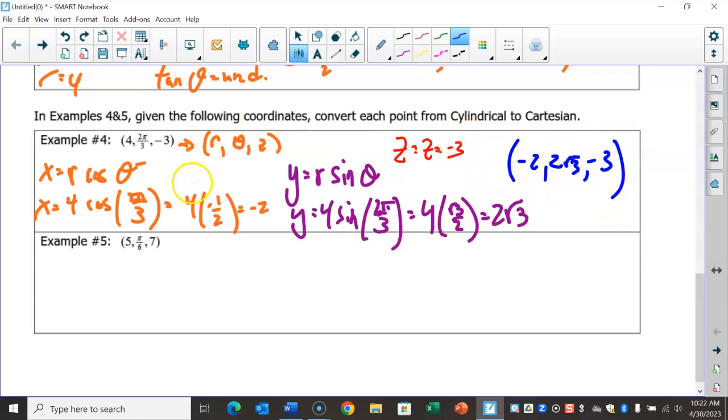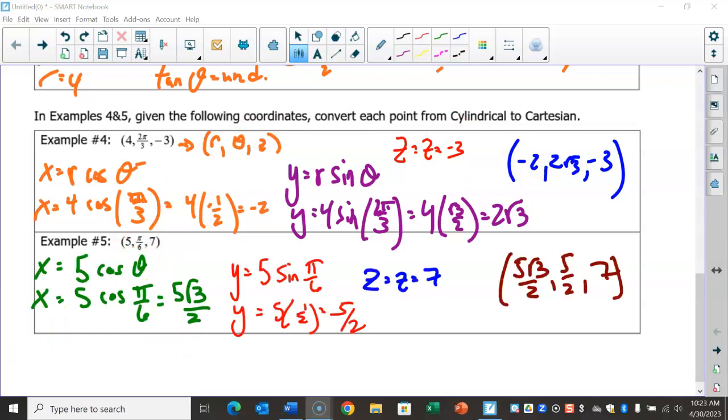So again, I'm going to ask you guys if you want to pause it and see if you can try this problem right here, and then we'll come back and make sure you get the right answer. So as you guys can see here, hopefully you got the right answer for this. So finding x, we do 5 cosine of theta, or r cosine theta. R is 5, theta is pi over 6. So we get 5 times cosine of pi over 6, which is square root of 3 over 2. So our first answer we get here is 5 square root of 3 over 2.